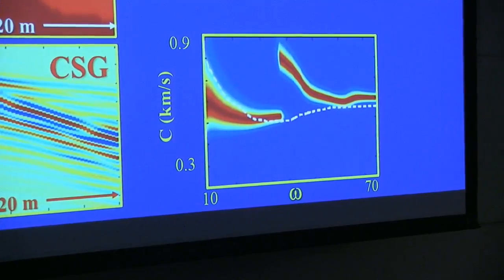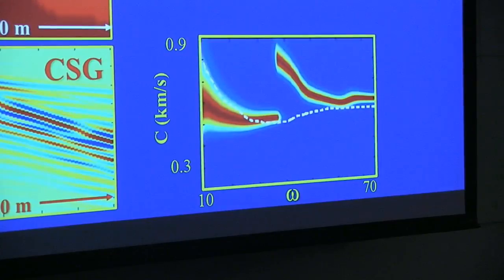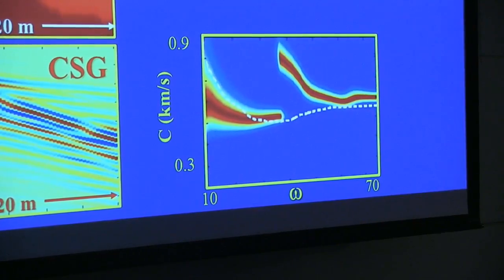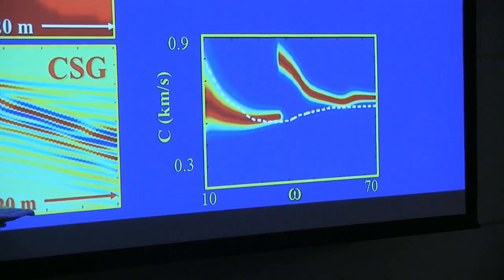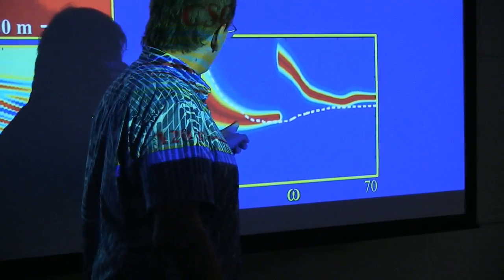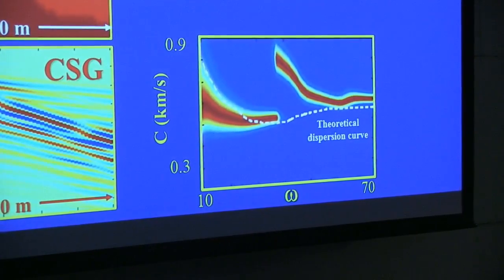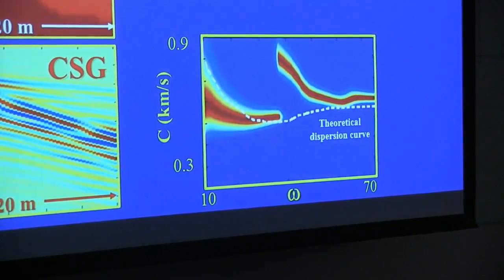And why do we say that? Because he went back and did an analytical three or four layer model with a low velocity zone in it, and from that was able to get the analytical dispersion curve. And we think that dispersion curve probably tells us what our fundamentals should look like. So we call that a theoretical dispersion curve.